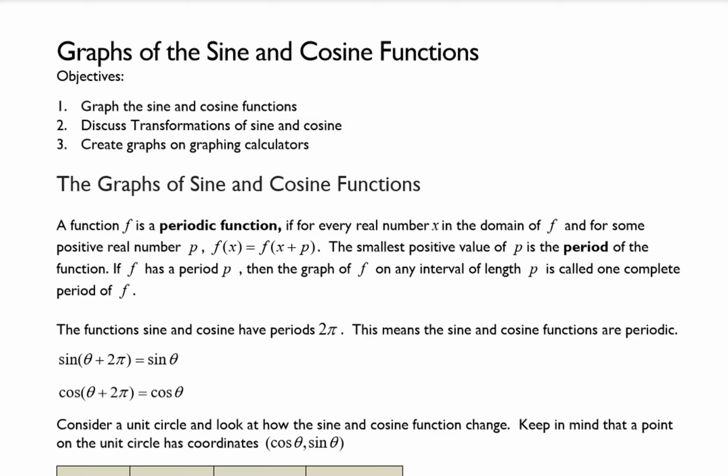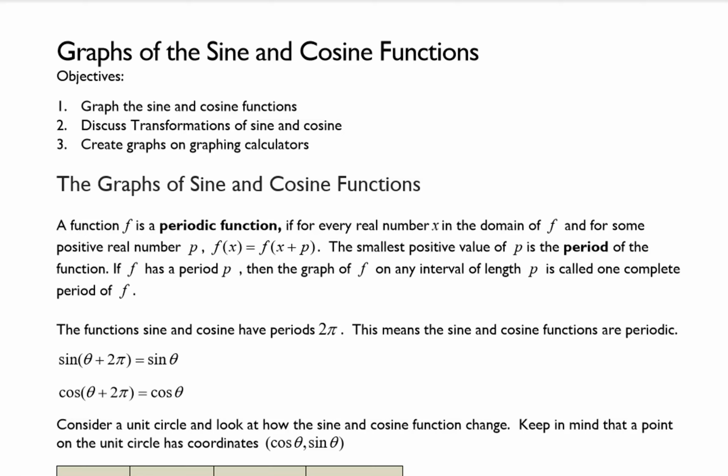Today we're going to be talking about the graphs of the sine and cosine functions. A function f is a periodic function if for every real number x in the domain of f and for some positive real number p, f of x is equal to f of x plus p. The smallest positive value of p is called the period of the function.